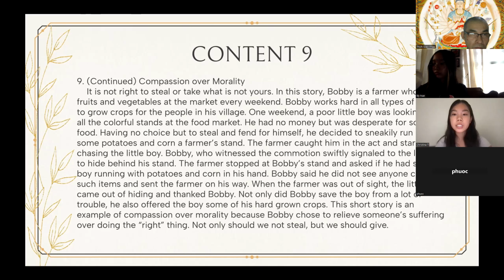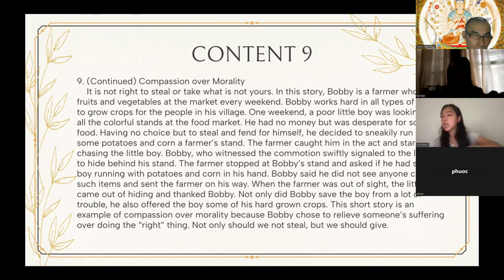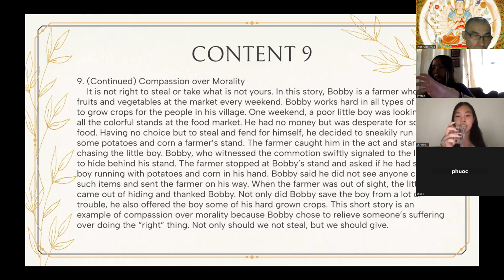He had no money but was desperate for some food. Having no choice but to steal and fend for himself, he decided to sneakily run off with some potatoes and corn from a different farmer's stand. The farmer caught him in the act and started chasing the little boy. Bobby, who witnessed the commotion, swiftly signaled to the little boy to hide behind his stand. The farmer stopped at Bobby's stand and asked if he had seen a boy running with potatoes and corn in his hand.